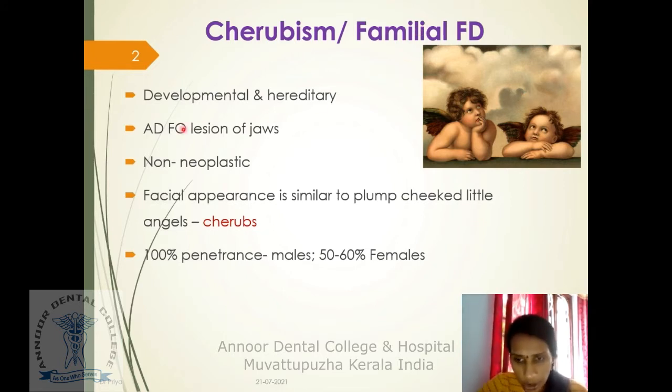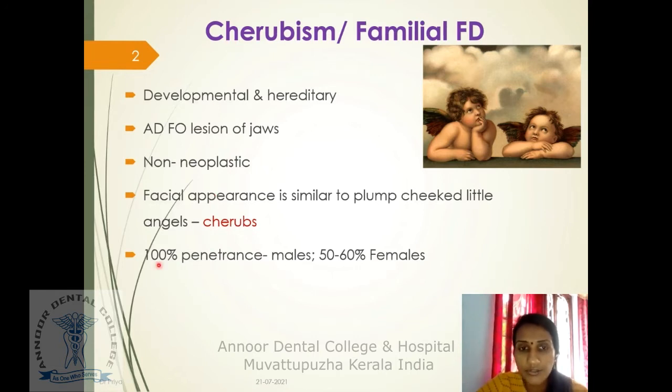It is a fibro-osseous lesion which is autosomal dominant. So it's basically a developmental disease of bone. It's also hereditary and it is a non-neoplastic condition. Now, why the word cherubism? How is the terminology obtained?